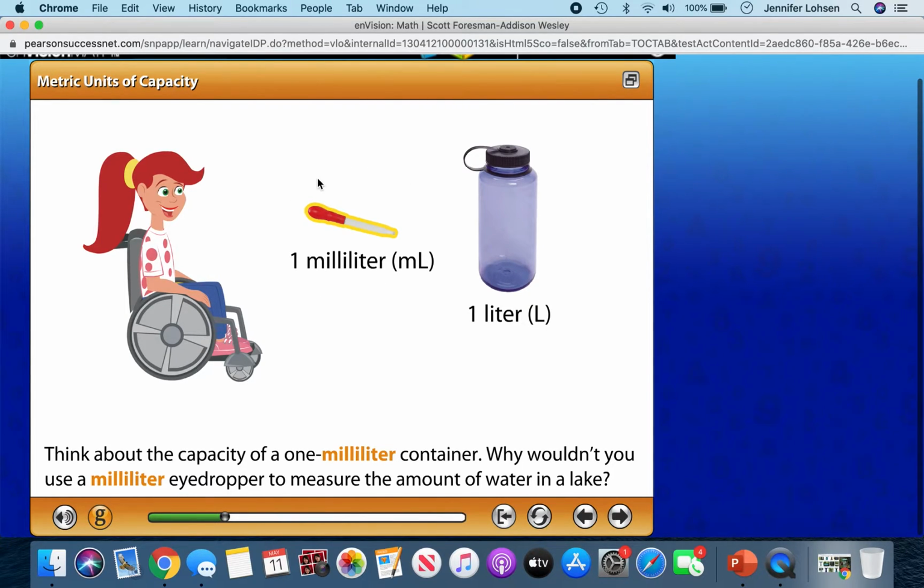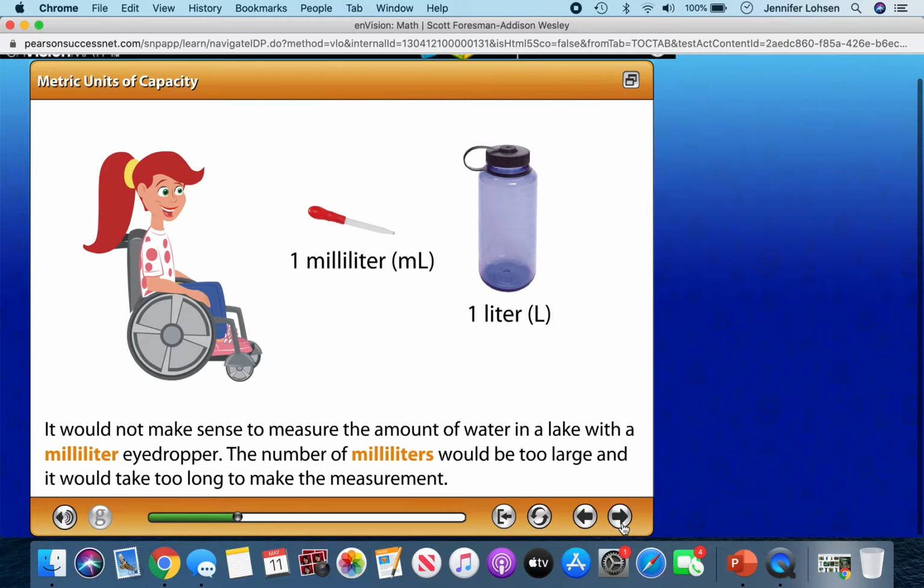Why do you guys think that I wouldn't do that? Why would it be inappropriate for me to measure the capacity in metric units of that big old lake with this milliliter dropper? Oof. It's because it would take way too long. It's an inappropriate unit of measurement because it would take me literally my whole lifetime to measure that out, okay?